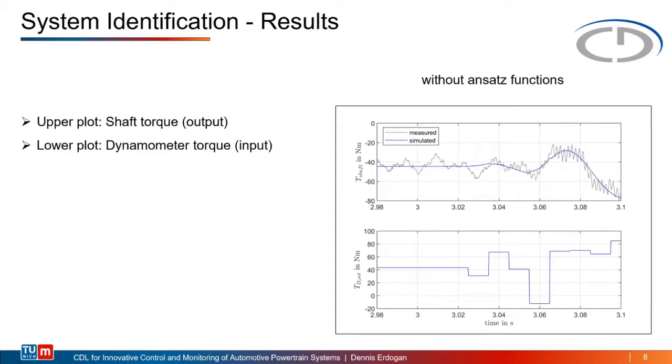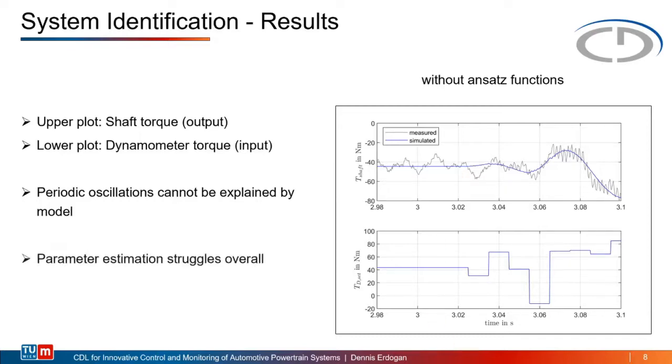On this slide, the results of the identification are shown without the use of Ansatzfunctions. The upper plot shows the measured shaft torque in gray and the model output in blue. The diagram below shows the excitation signal via the dynamometer torque. It can clearly be seen that the periodic oscillations cannot be explained by the model. So in this case, for a short period of time there is a constant dynamometer torque, and the oscillations here are only caused by the engine torque, which is not modeled in this case.